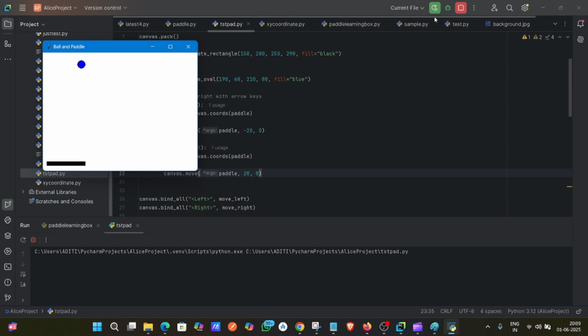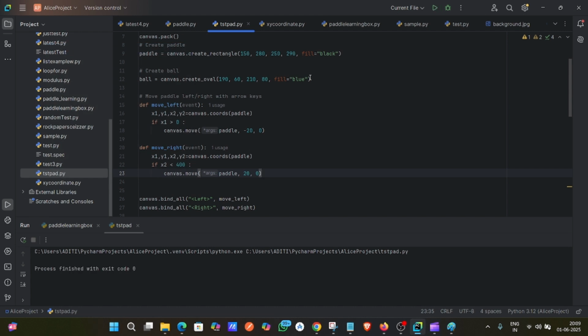The only thing that we need to take care of now is the moment the ball misses the paddle. The ball is missing the paddle. We are trying to chase the ball, we are not able to chase. So the game should say game is over because the ball has not collided with the paddle. So let's see how to do that.